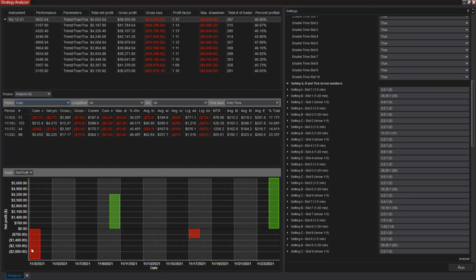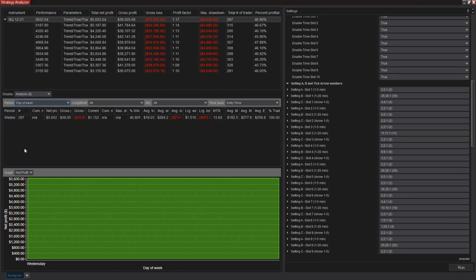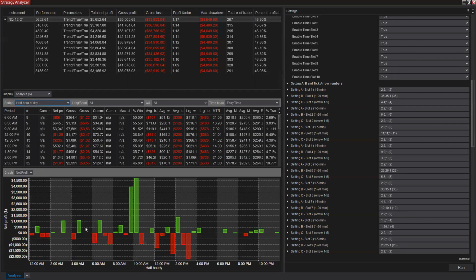So this is going to show the specific days of the week. If we go to day of week, it's going to show you that it's only Wednesday. So over the course of the last month, on Wednesdays, these specific settings enter 297 trades. And if you go to the half hour of day, it's going to tell you those are the times. So just like we did on the last optimization, you can review this and say, okay, let's see what needs work. Which slot needs work?